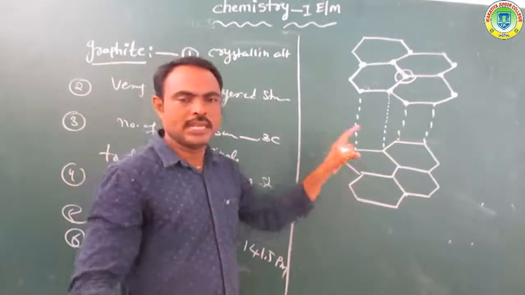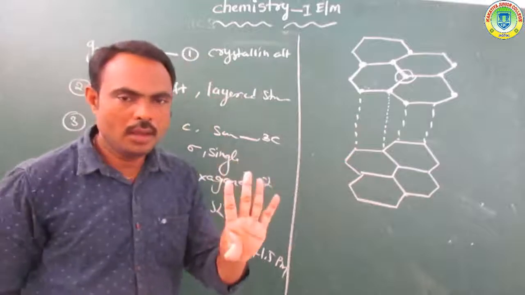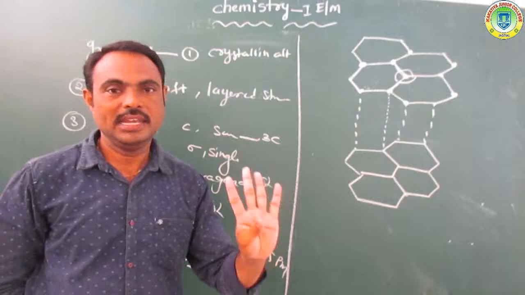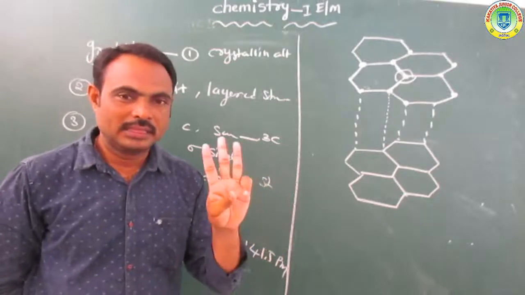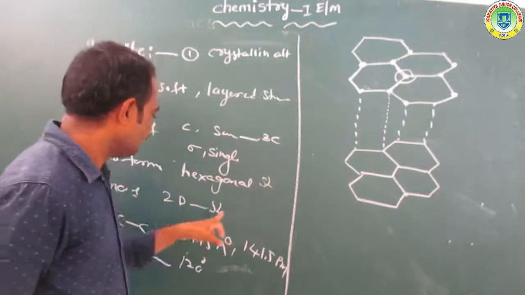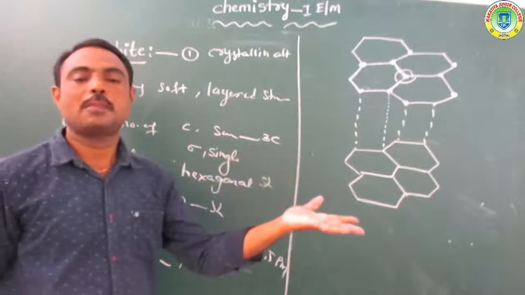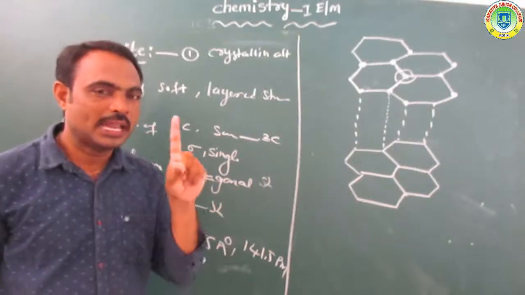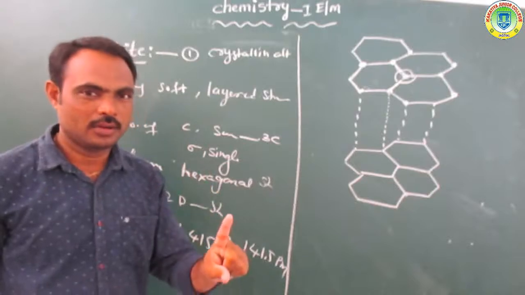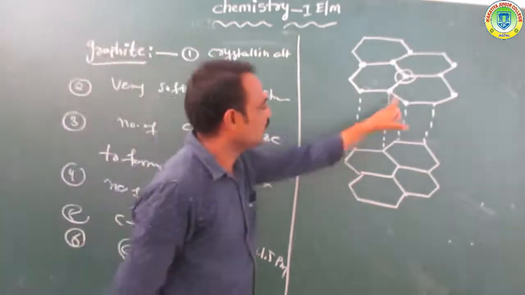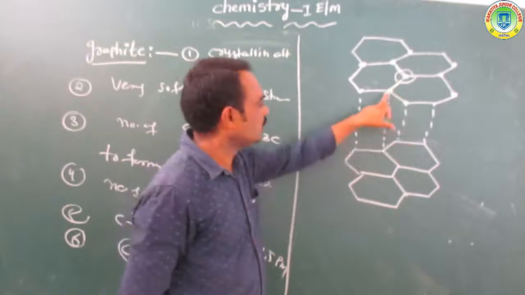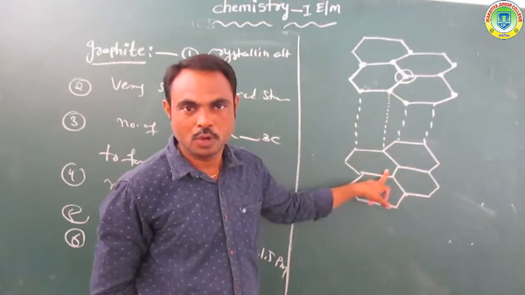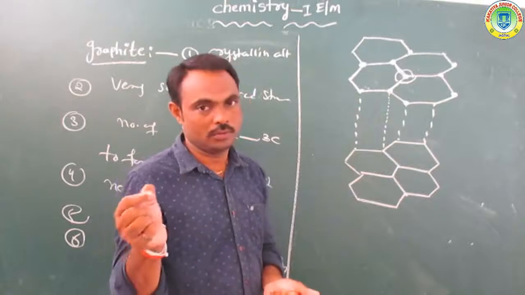Okay, so listen, overall carbon contains 4 single electrons in the excited state. 3 single electrons are attached with another carbon's 3 single electrons to form 3 sigma bonds. The remaining one electron attaches one layer of the carbon to another layer of the carbon, to form a weak bond.